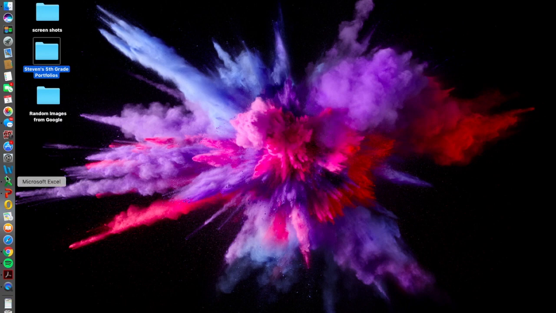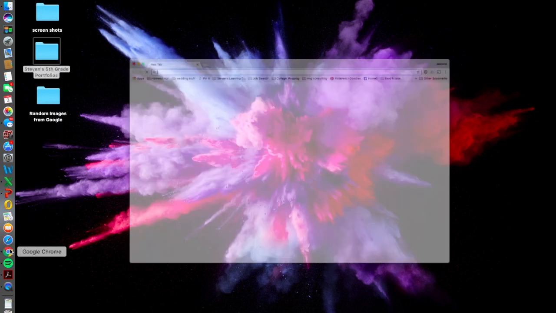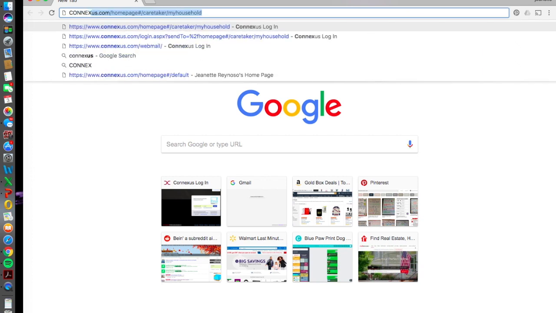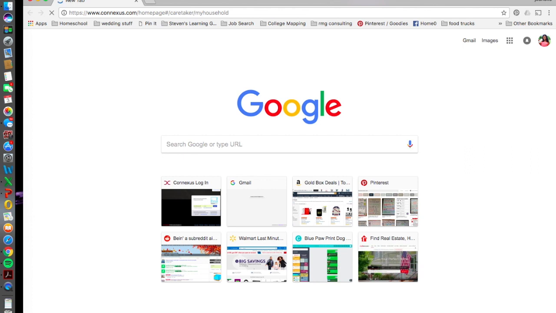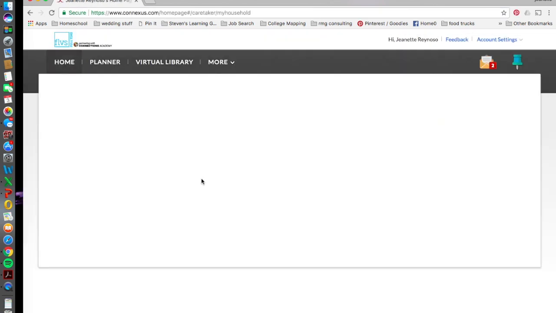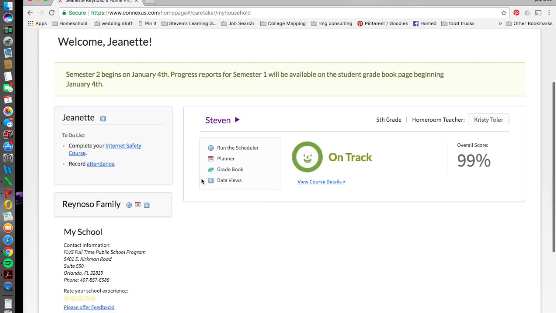Alright, so I use Google Chrome. So when I'm getting ready to do my planning for the week, I go over to Connexus, which is our login page, and I log in. And I'm sure this page looks familiar to you. It says that we are on track and our overall score. And then I go ahead and click on Planner.